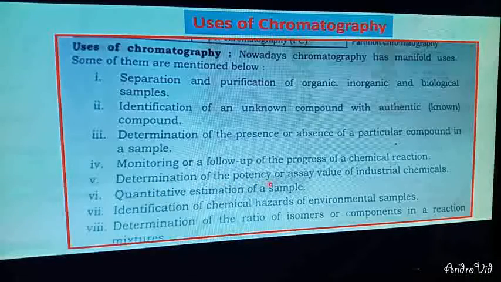Determination of the potency and assay value of industrial chemicals, quantitative estimation of a sample, identification of chemical hazards and environmental sample. So determination of the ratio of isomers and components in a reaction mixture. So these are basically the uses of chromatography. So this is clear to us that chromatographic technique has a number of uses for different purposes in different laboratories, commercially and industrially.